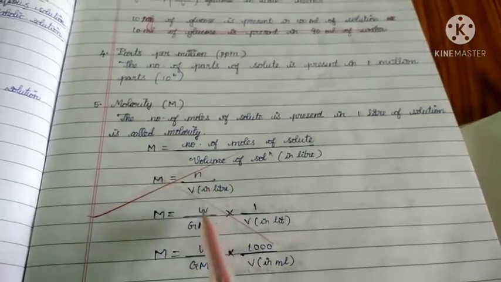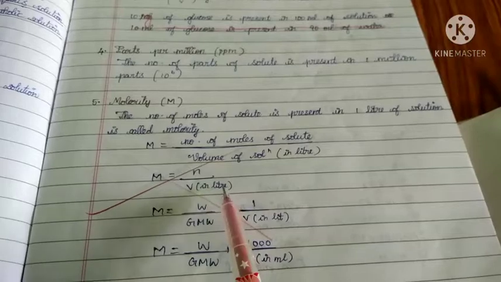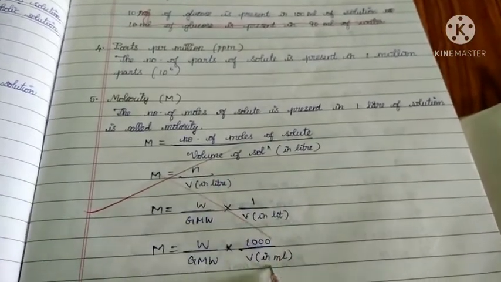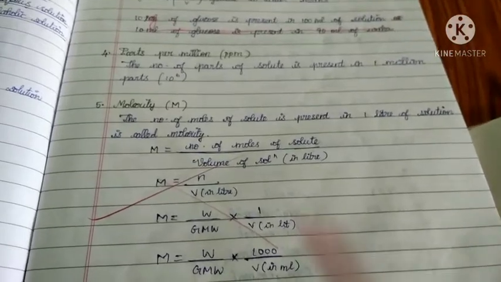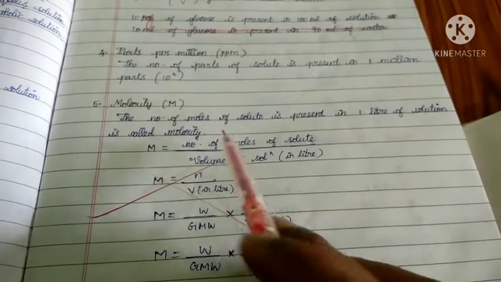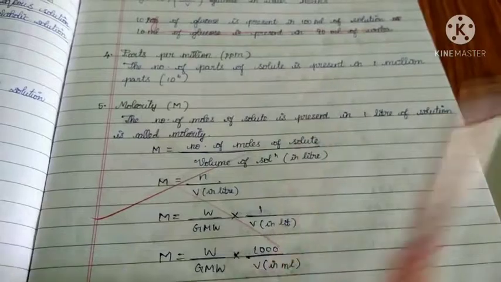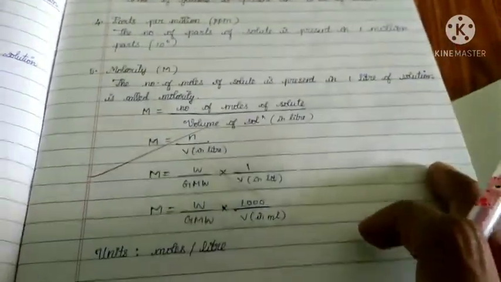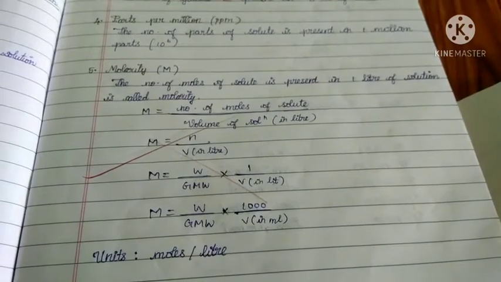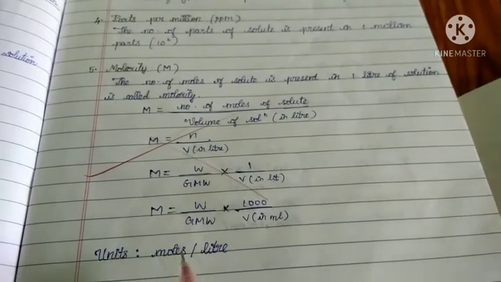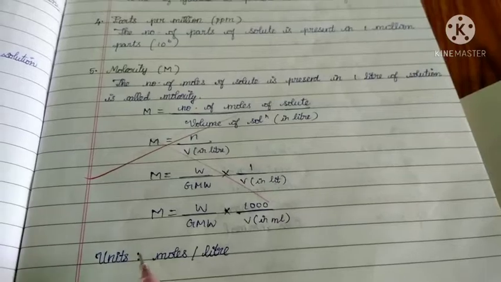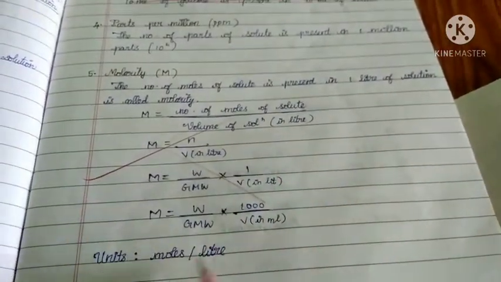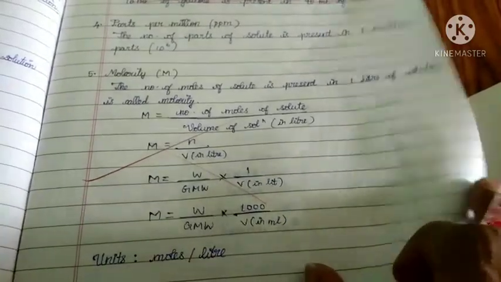We should remember these three formulas, because sometimes they give the question in number of moles, or sometimes in liters or in milliliters. So we have to remember these three formulas. All these formulas are obtained from this definition. Next, there are some more formulas for molarity. Before that, I will discuss one point. What are the units? Based on the definition, we can say the units: moles per liter. This is the dimension of molarity.